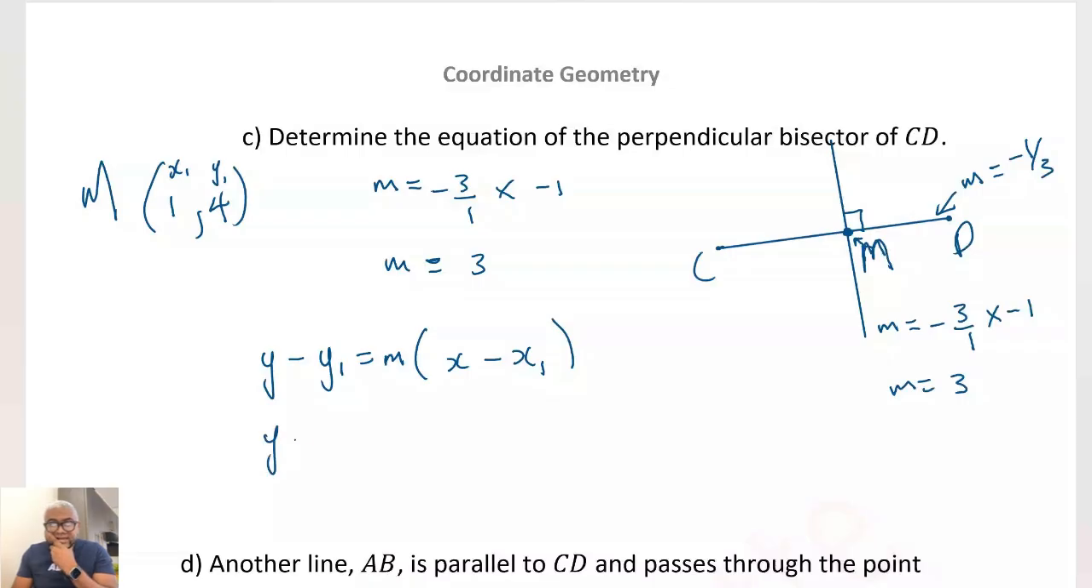Who wants to answer the next one? I think Daryl was answering it. Daryl, it was y minus 1. Y minus 4 equals 3, equal to x take away 1.